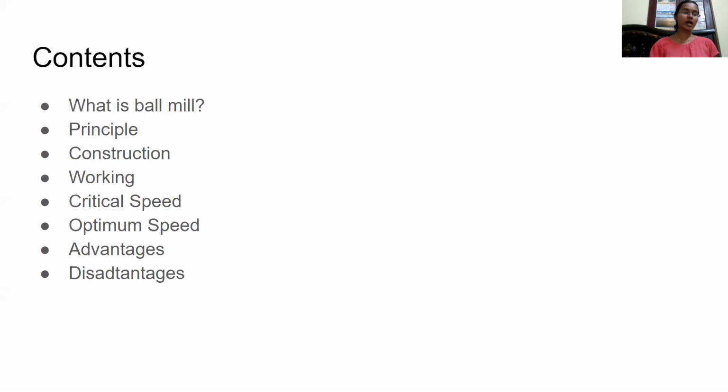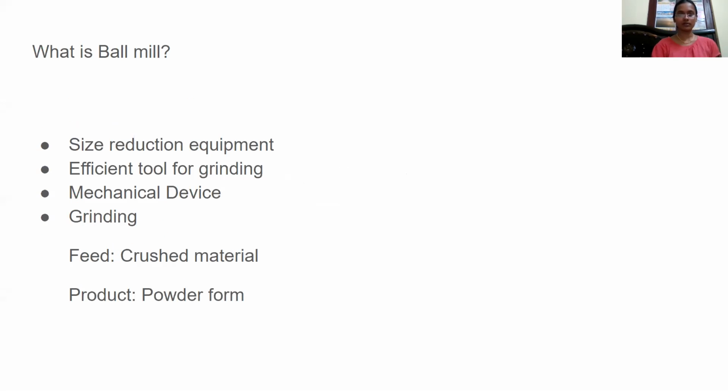These are the topics that I'm going to discuss in the ball mill. The contents are: what is a ball mill and its principle, construction and working, the critical speed, optimum speed, and finally the advantages and disadvantages of using a ball mill.